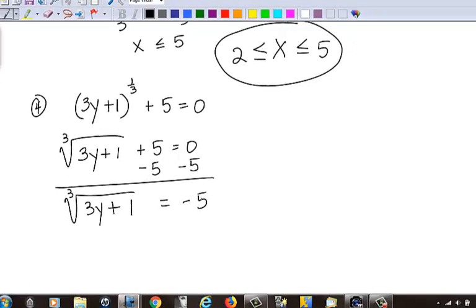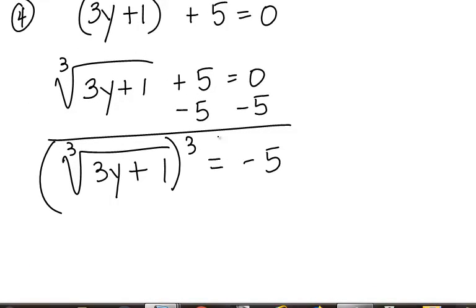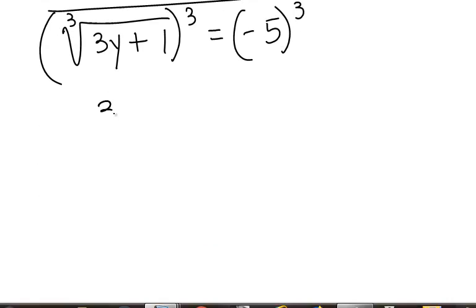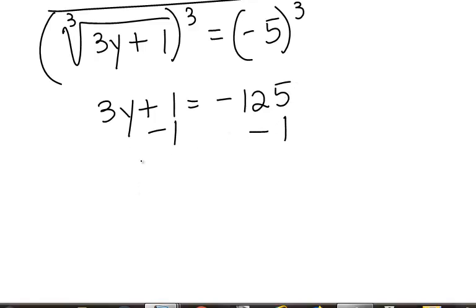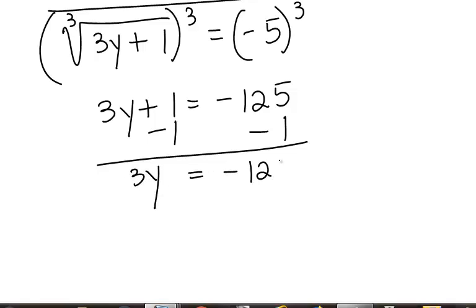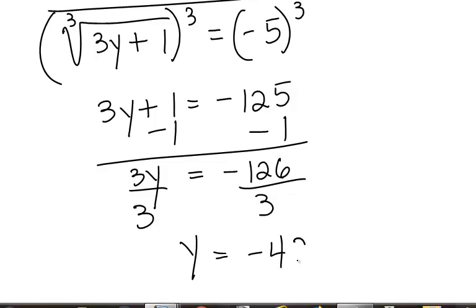Get rid of the cube root. Cube both sides. So all that's going to do is get rid of that radical. So you'd have 3y plus 1 equals negative 5 times negative 5 times negative 5, which is negative 125. Okay, and then subtract 1 on both sides. So I get 3y equals negative 126. Divide by 3. y equals negative 42.